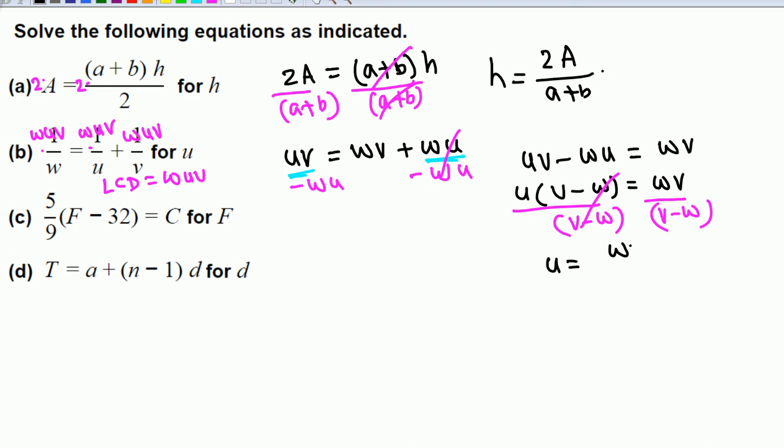w v over v minus w. We don't need parentheses. So this is the final answer. Do not try to simplify.